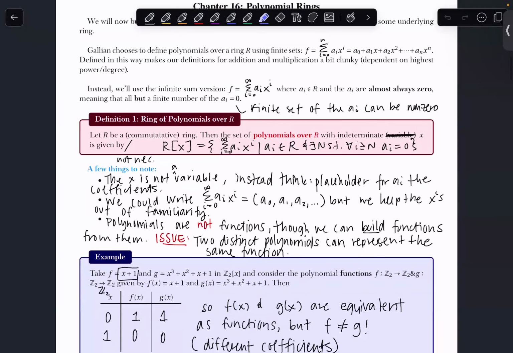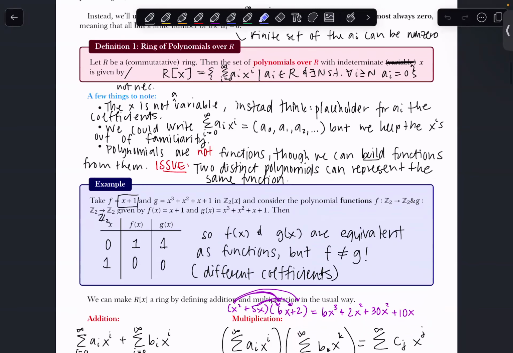We really are thinking of these as infinite sums instead of finite sums, just so that for our multiplication, we can come up with a nice definition for it. We can still come up with a definition if it's finite sums. It's just a little bit more clunky about understanding where it's going to end when we're doing that multiplication. Okay.